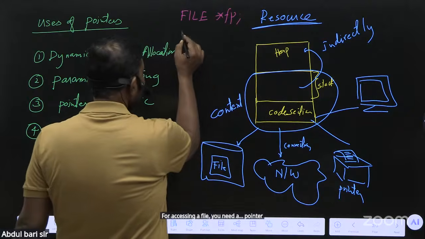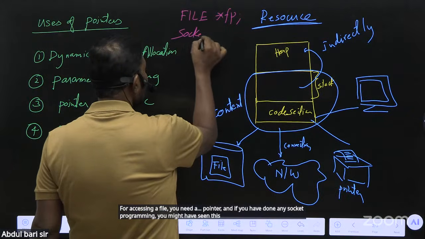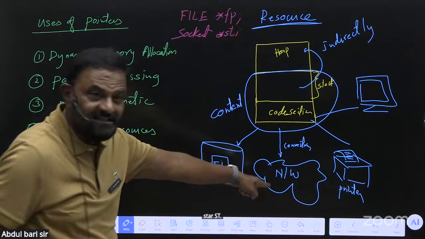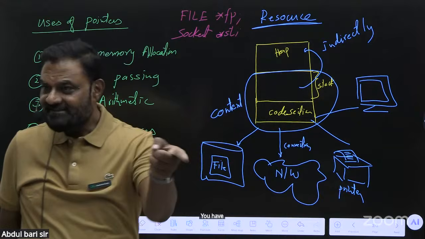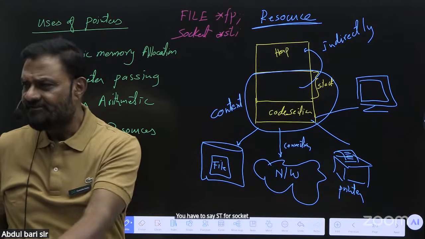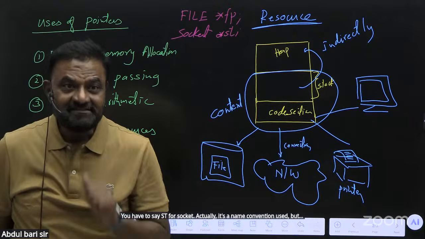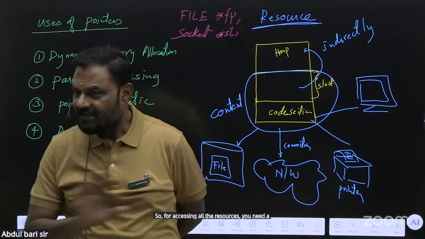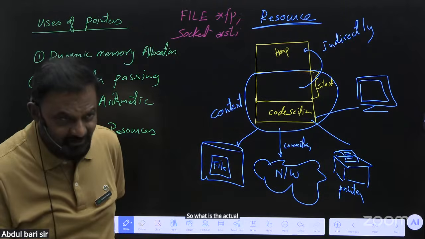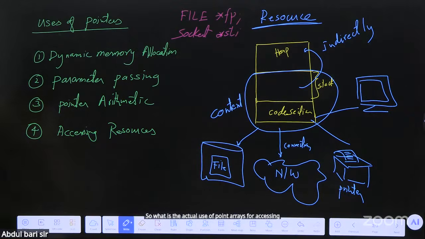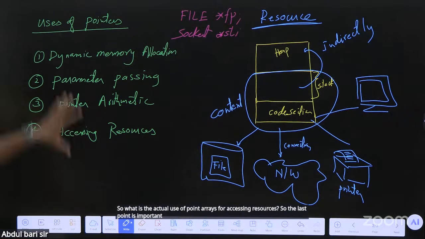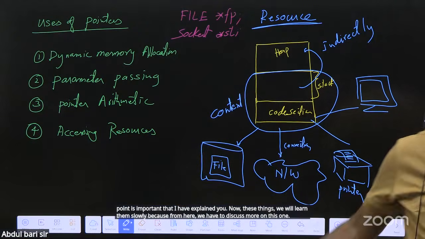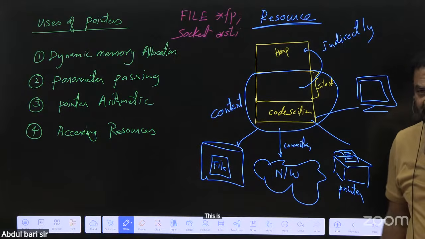And if you have done any socket programming, you might have seen this, SOCKET star ST. Socket means network connection. You say ST for socket. Actually, it's a naming convention. But why star? It's a pointer. So for accessing all the resources, you need a pointer. That's all. So the actual use of a pointer is for accessing resources. So the last point is important that I have explained to you. Now these things we will learn slowly, because from heap we have to discuss more on this one. This is a general idea, a general discussion I told you.